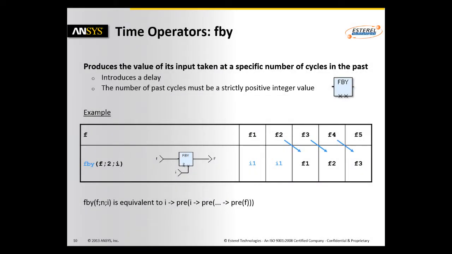The followed by operator does both initialization and delay in one operation. Its inputs are, to the left, the flow that will be delayed; on the bottom left, the number of cycles by which the followed by should delay; and on the bottom right, the initial value. If we look at the table, we see that on the first 2 cycles, the initial value is the output, and on cycle 3, the input of cycle 1 is output.